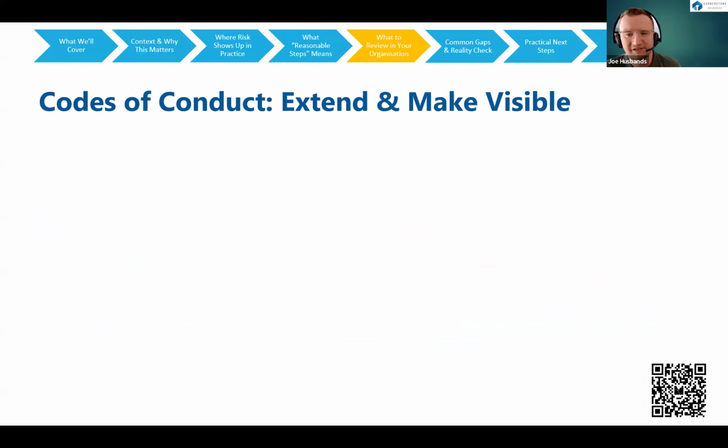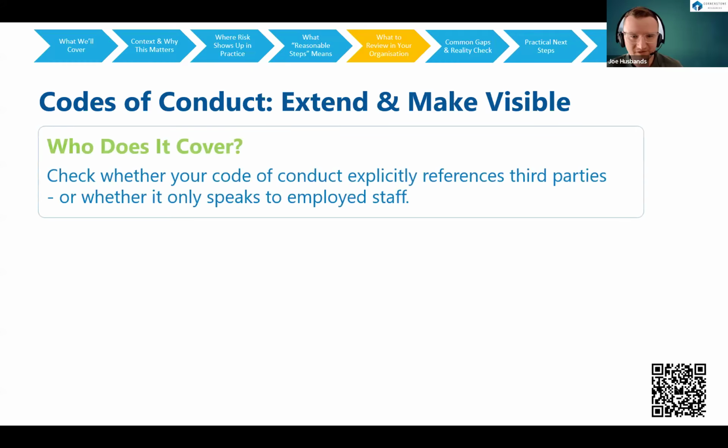Next, codes of conduct. Many organizations do already have these in place, but the question to ask is, do they clearly extend to third-party interactions? Because if expectations only apply internally, you can end up with a gap when behavior comes from outside the organization. So there's three key areas to think about here. First, coverage. Does your code explicitly reference third parties where relevant?